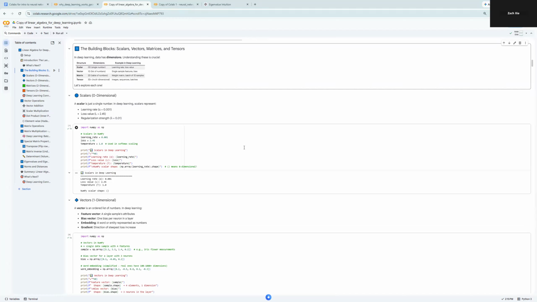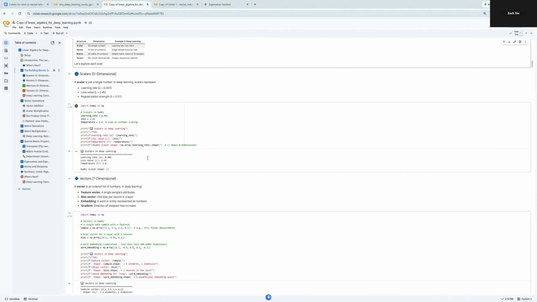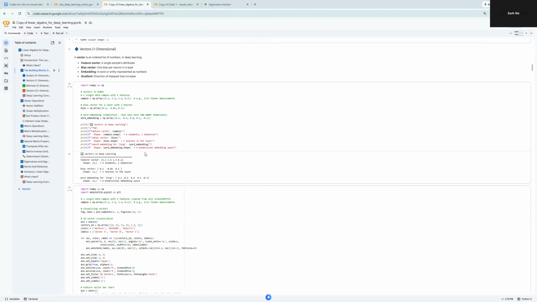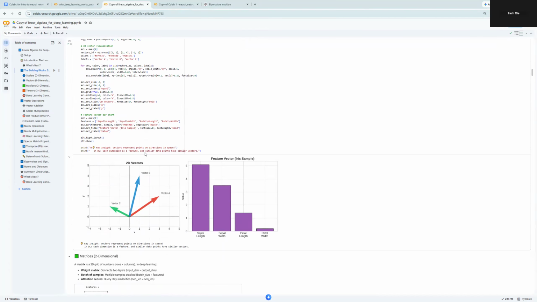So in this notebook walkthrough, we're gonna look at this notebook about linear algebra for deep learning. Most of the stuff we have already touched upon in previous videos, so we're just gonna skip through them. They're not really interesting, like zero dimensional scalars, one-dimensional vectors, and all that. These are not new stuff. We already know what they are.